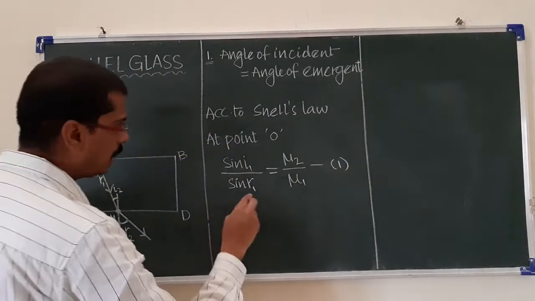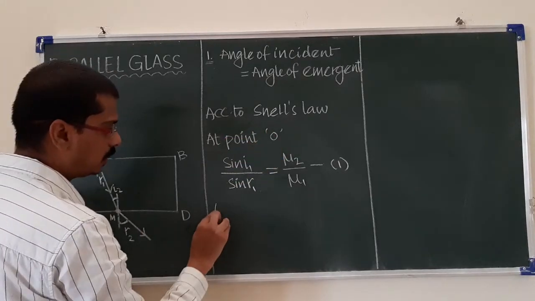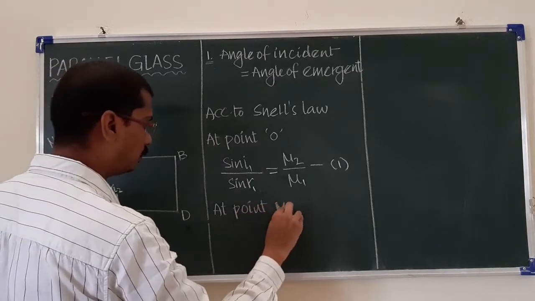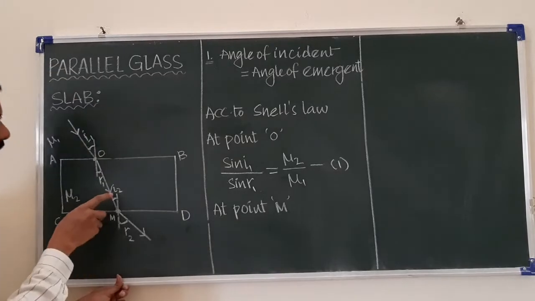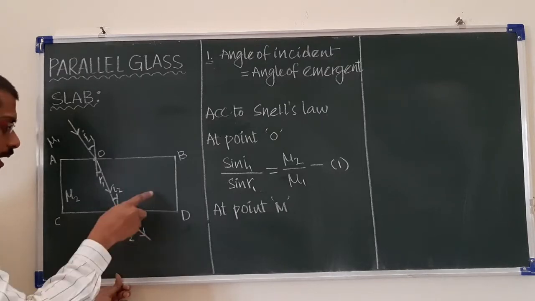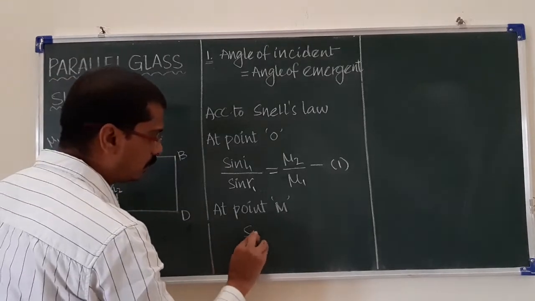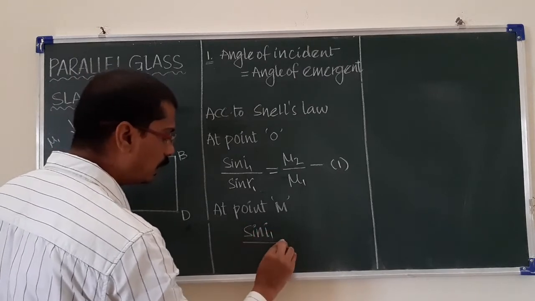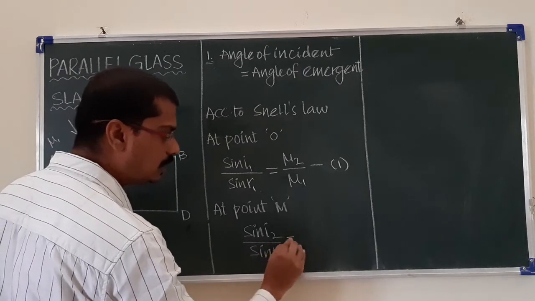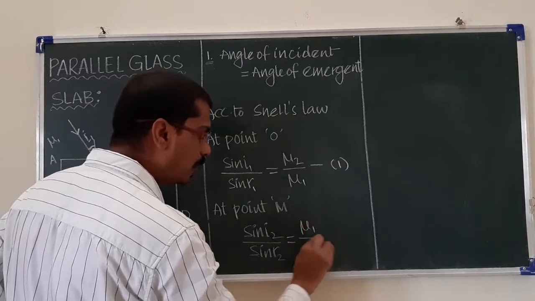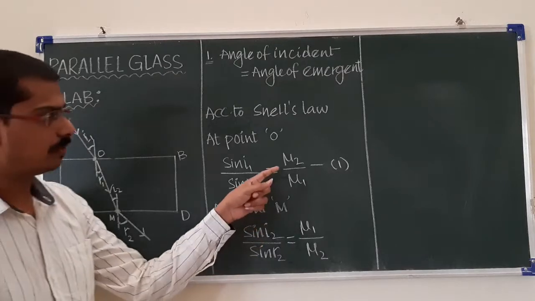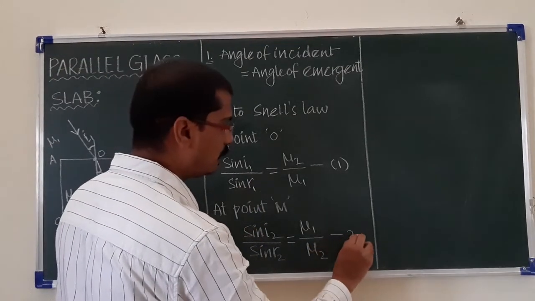Okay. Now again we are applying Snell's law at point M. At point M, the angle of incidence is I2, the angle of refraction is R2. But light is traveling from glass to air, so from mu2 to mu1. Now sin I2 upon sin R2 is equal to mu1 upon mu2. Say equation number 2.